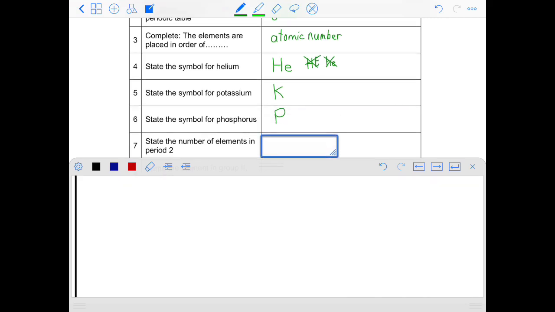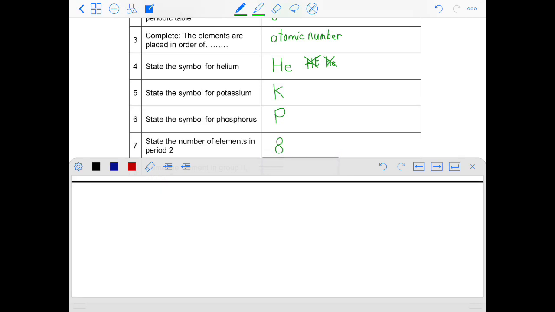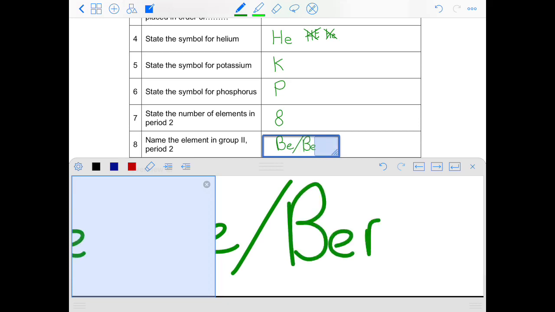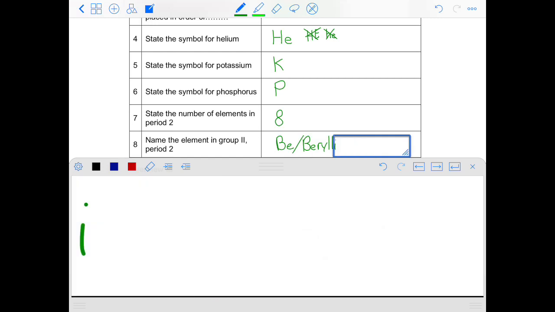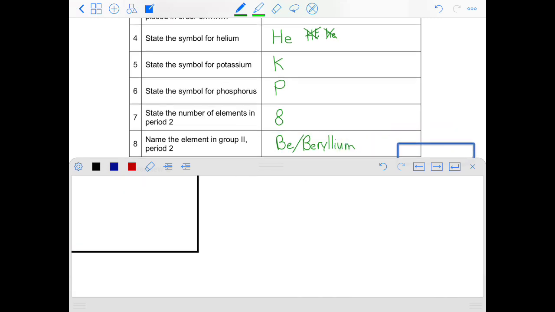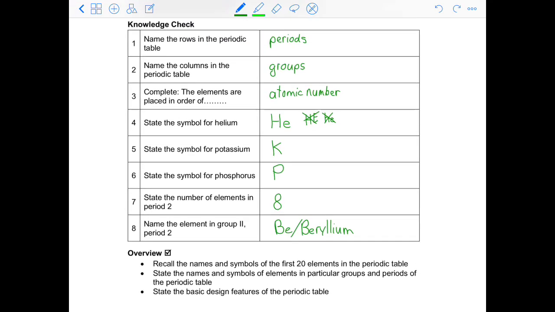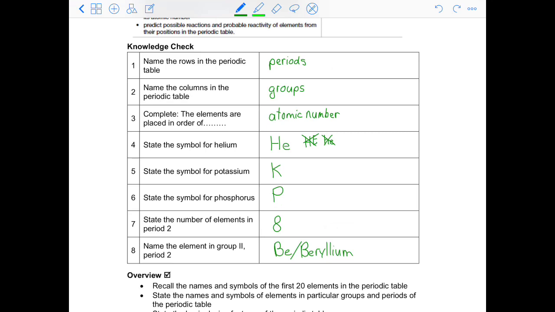The number of elements in period 2. Period 1, you hopefully remember, has 2 elements, just hydrogen and helium, whereas period 2 has 8 elements in it. So the element in group 2, period 2, hopefully you remember this, and this is beryllium. So you can do the symbol or you can write the name. Beryllium. So there are your answers. Double check, go through them, make sure you have them all properly.